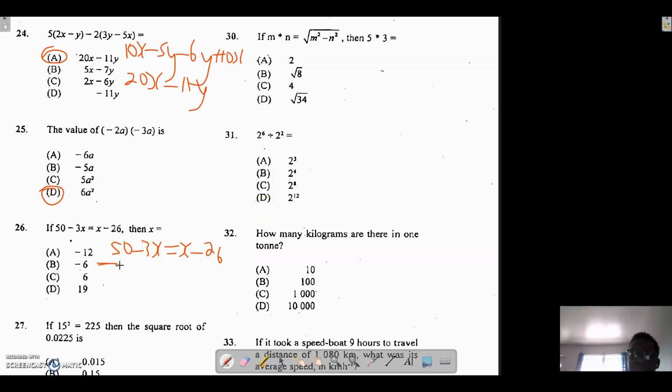So you'd have negative 3x minus x is equal to negative 26 minus 50. So that's negative 4x equals, you owe 26, you owe 50, that's minus 76. And we divide both sides by negative 4. We know the answer is positive, so A and B are out. Now 76 divided by 4 can never be 6, because 4 sixes is 24. So the answer has to be D.